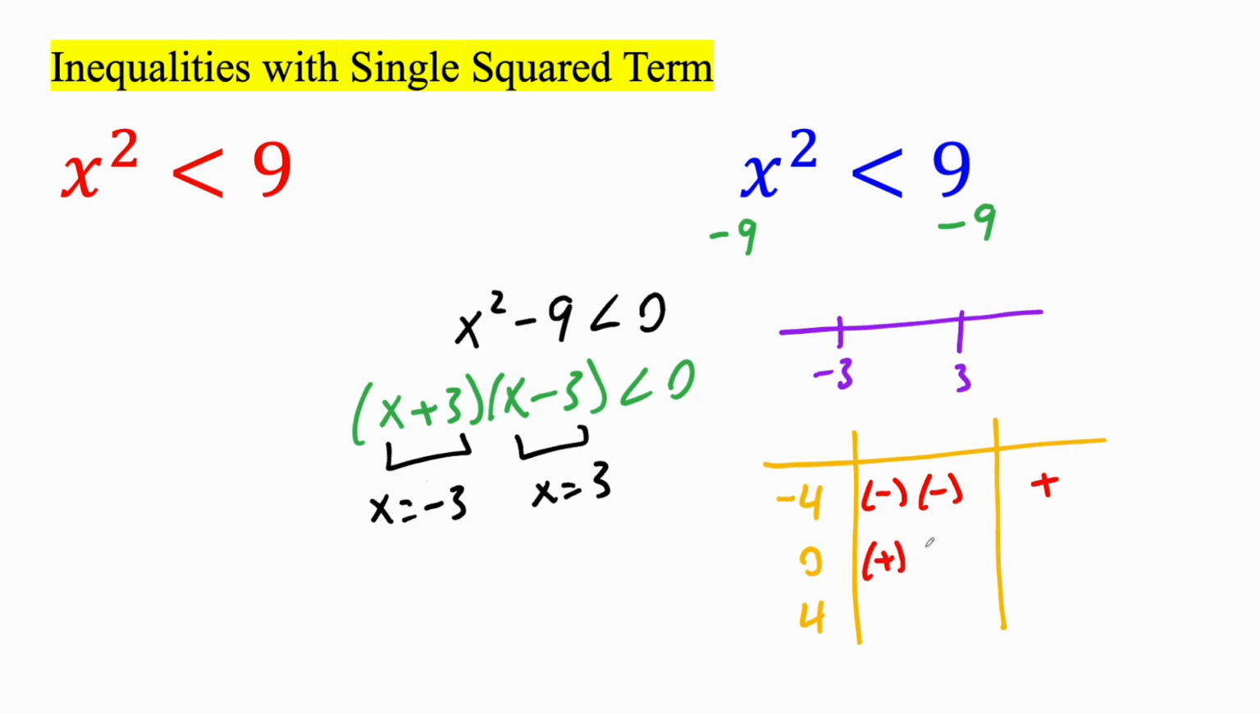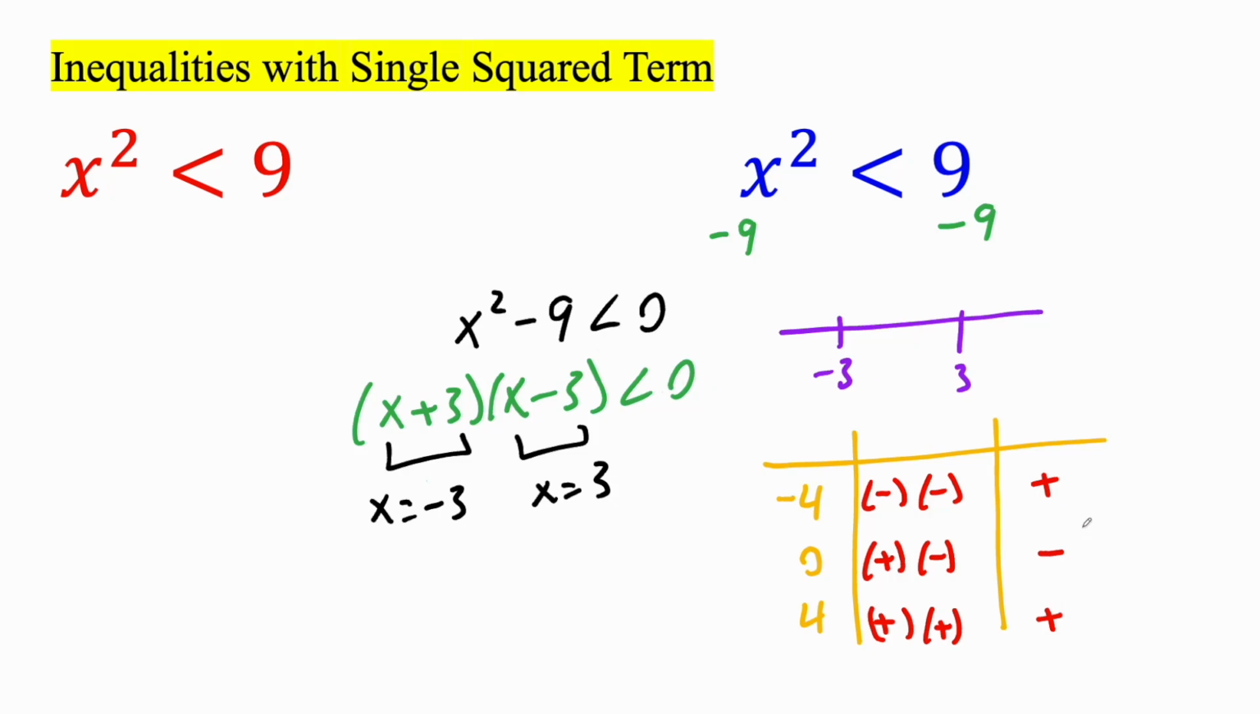0 minus 3, we get a negative number. A positive times a negative is a negative. Last one, 4. 4 plus 3 is 7, so a positive number. If I put 4 here, 4 minus 3 is positive, and a positive times a positive is a positive number. Now, in our particular case, we want less than 0.